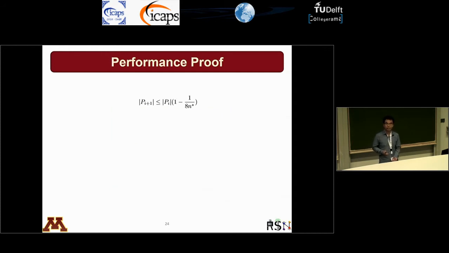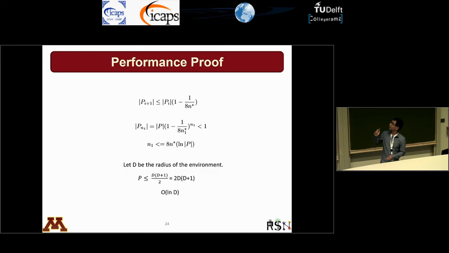Why? Let's say n star is the number of optimal passes to fully cover the environment. And since each pass in our solution can cover 1/8 of what opt can do, the remaining uncovered area after the first n passes and n plus one passes should satisfy this equation. And then we can know that the number of passes in our solution is bounded by this number. And it's also easy to know that if d is the radius of the environment, the area of this environment should satisfy this. So now we can get a log d approximation algorithm.